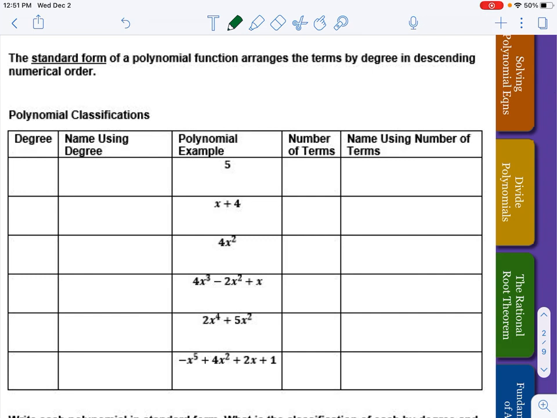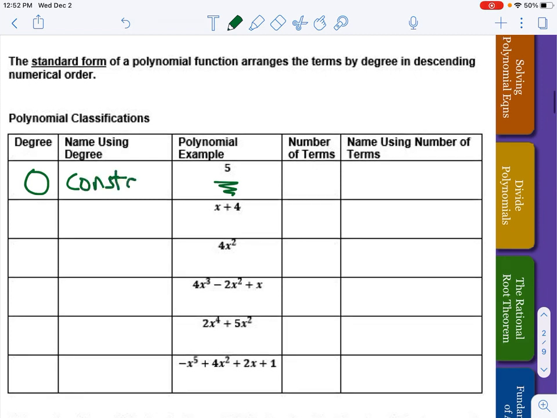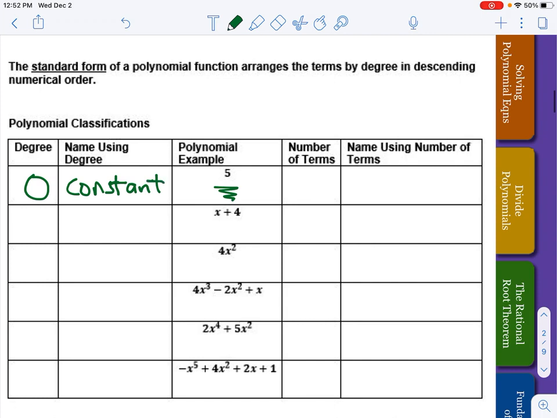So the polynomial classifications. We have degree of 0. Looking at the example here, we have degree 0. The name of this is actually constant. I said that just a minute ago. A constant is just a number term by itself. And the number of terms here, there is only one. It's just the number 5. There's one term, and this is called a monomial. If you recall about prefixes, the prefix mono means 1, so we have a monomial.